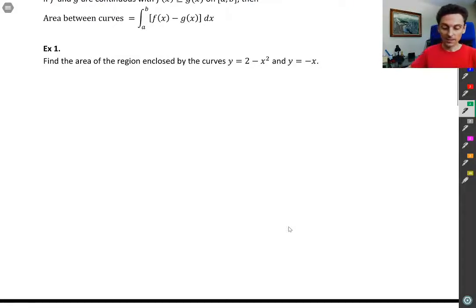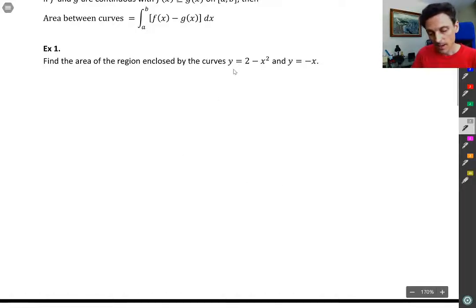Find the area of the region enclosed by the curves y equals 2 minus x squared and y equals negative x. Okay, so the first thing we're going to do here is try to get a picture of what's going on. And to help us get a picture of what's going on, we're going to find the intersection points between these two curves. Now, one thing is, just to have a general sense, what is the graph of this first function going to roughly look like? So if you said this is a parabola that's opening down and shifted up 2, or with a y-intercept of 2, that would be correct.